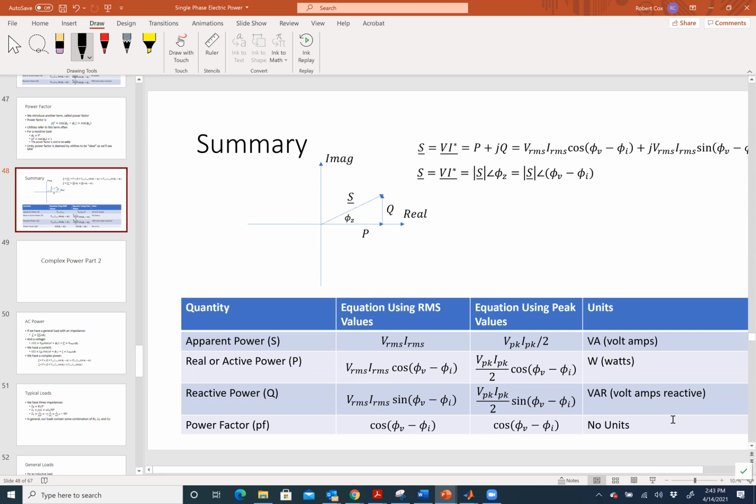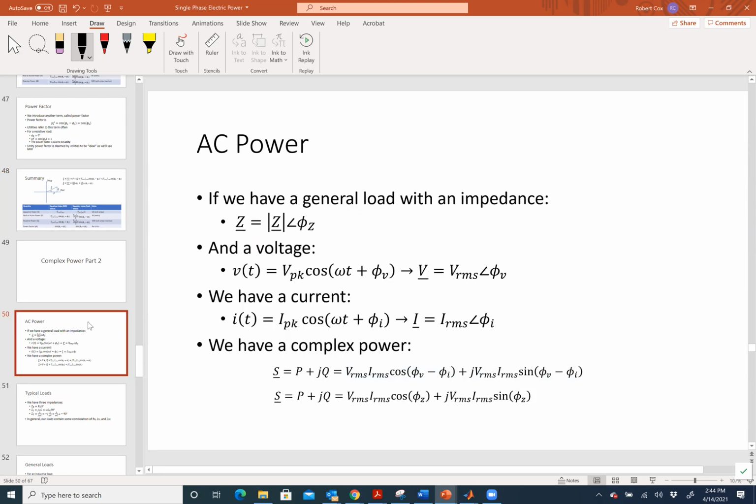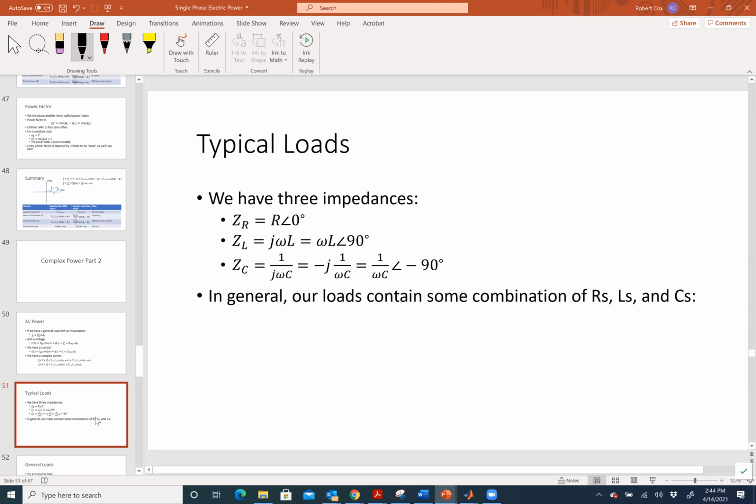Questions about that? All right. So I introduced the idea of power factor at the very end last time. We looked at a really simple example. There's some more terminology that I want to throw in here. So we've got our typical loads, which are resistors, inductors, capacitors. Usually our loads are some combination of R's, L's, and C's, okay? They're not just an R, an L, or a C.